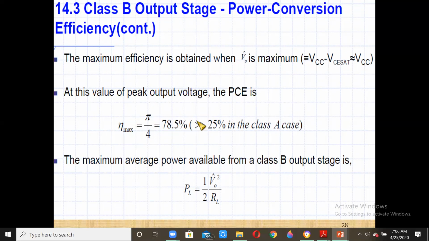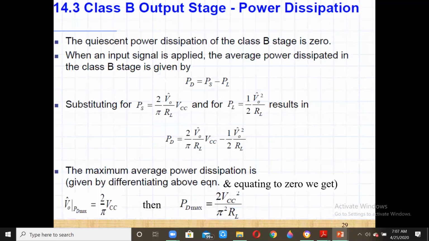Whereas in class A it is just 25%, in class B it is 78.5%. So you can see that the performance of class B is far better than class A. The maximum average power available from the class B output stage is PL equal to V RMS squared by RL, which equals half of V naught squared by RL. We already said that when input is 0, output is 0. Therefore, the quiescent power dissipation of the class B stage is 0. Quiescent just corresponds to when input is 0.